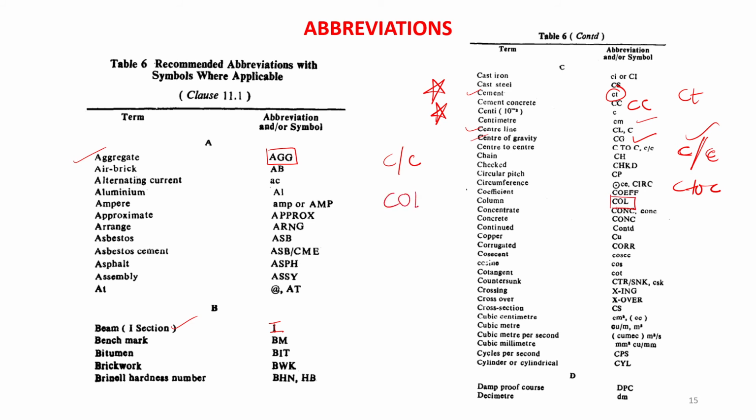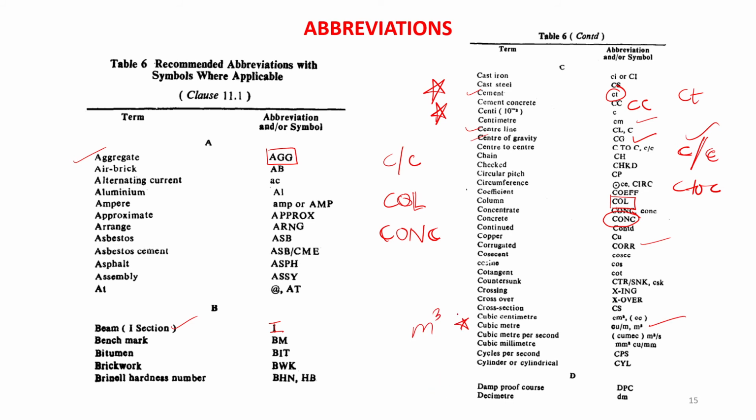For column, the shortcut is COL. You need not write the complete word. For concrete, just remember, the shortcut is CONC. Capital C is the concrete symbol. And for corrugated sheets and some other things like cubic meter, for cubic meters it is meter cube, like in this way.